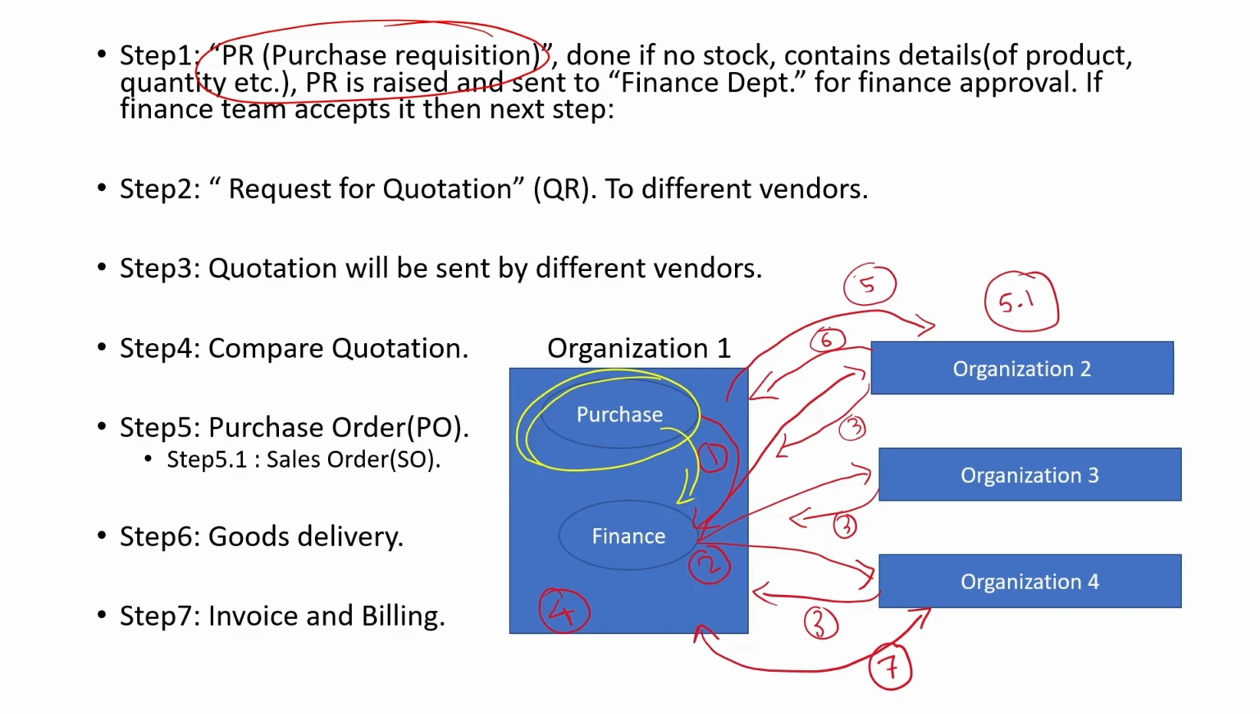Now, before placing the order, we won't place orders directly. We will request quotations from different companies. I'll ask company 1, company 2, company 3 for quotations. I want this product, you just send me a quotation of your rates for this product in your company. So they'll send the quotations.